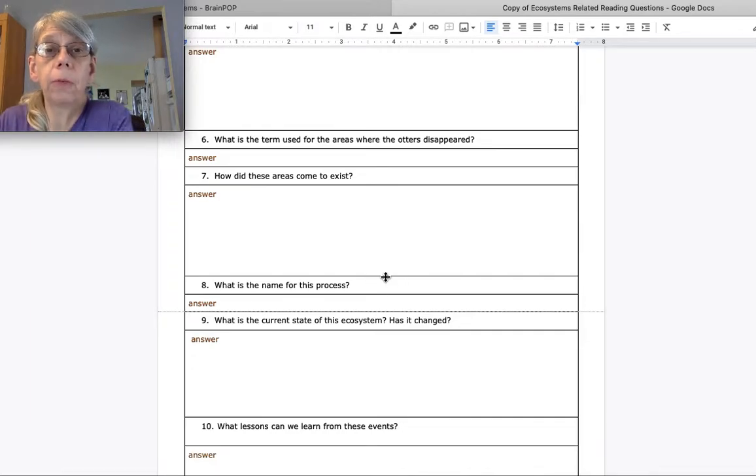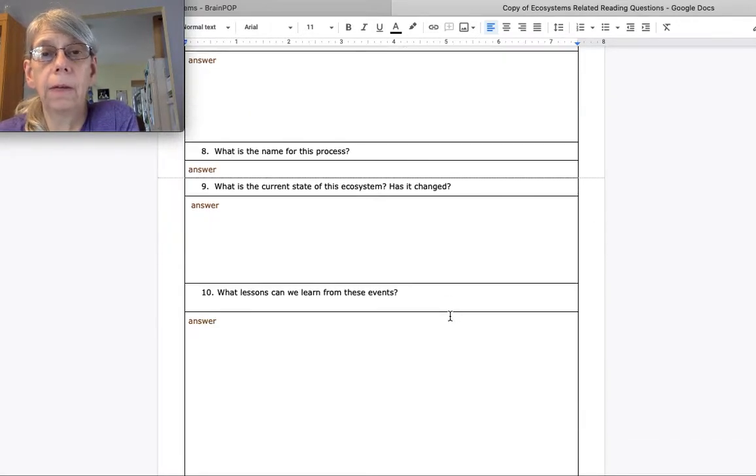What is the name for this process? All right, so something happened here. Now it has a name. Because biology has a name for everything. We got a lot of vocab in this course. Okay, what's the current state of this ecosystem? Has it changed? All right, if it has, you got to say yes or no. What's going on right now? Okay, also included in the reading. And number 10, what lessons can we learn from these events? Not really in the reading. You got to use your head. Tell me what you think.